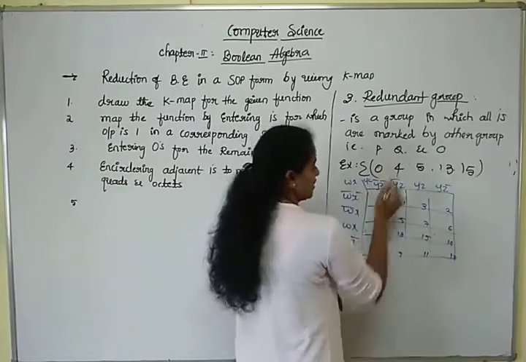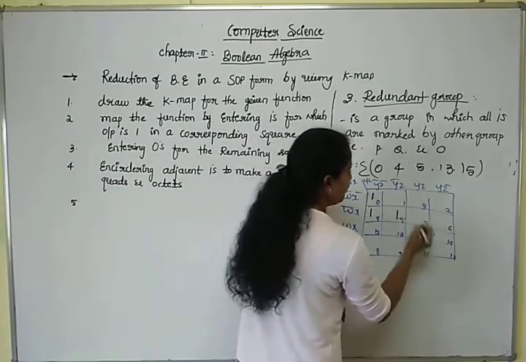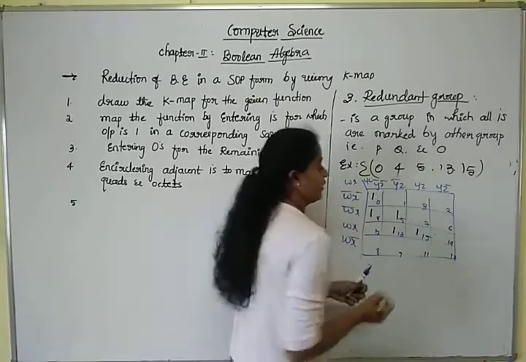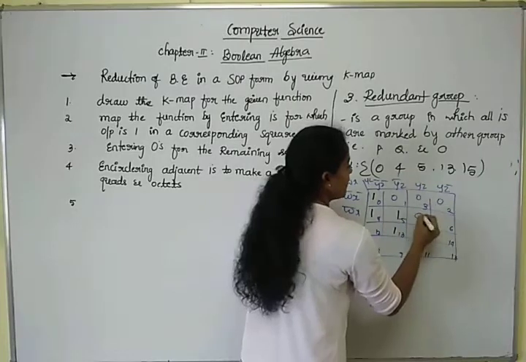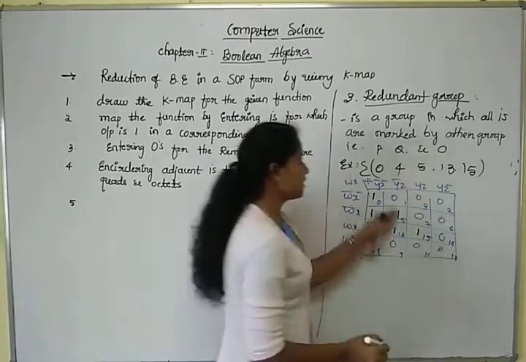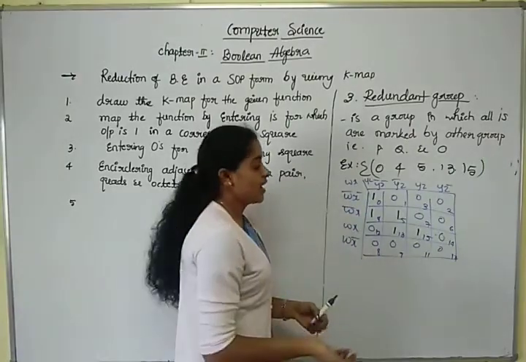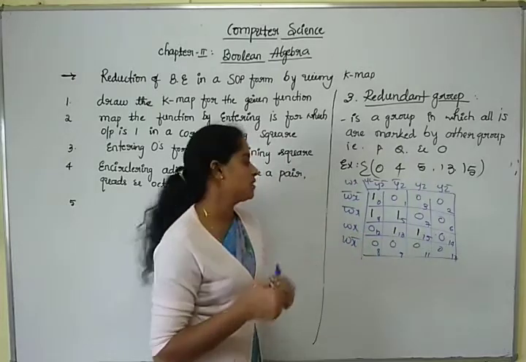Here they are given 0, so inserting 1. Here they are given 4, so inserting 1, 5, 13 and 15. After inserting the ones, inserting 0 for the rest of the squares. So after inserting zeros and ones, now we have to encircle the adjacent ones to make pairs, quads, octets.